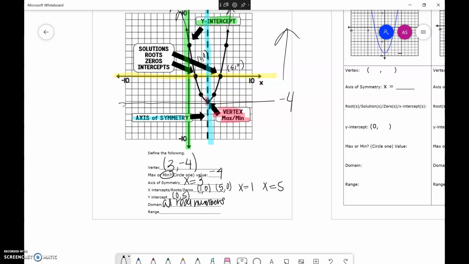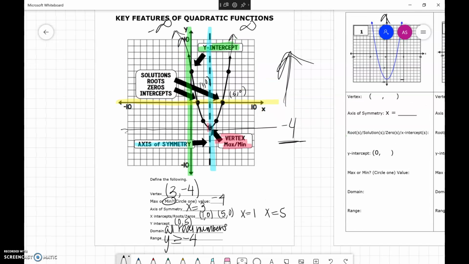Okay, then with our range, this is going to go back with our min and max value. If I said that my graph has a minimum value of -4, that means that graph cannot go lower than -4, which means all of my y values will be greater than or equal to -4. Again, it's starting at -4 and it keeps going to the top to infinity.